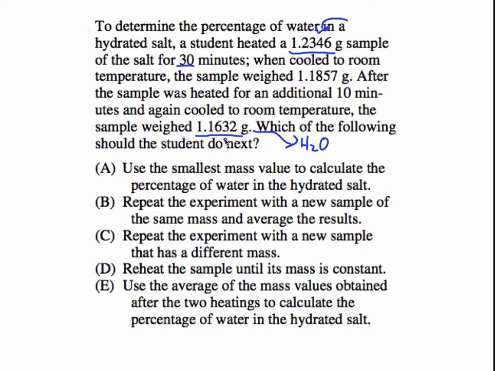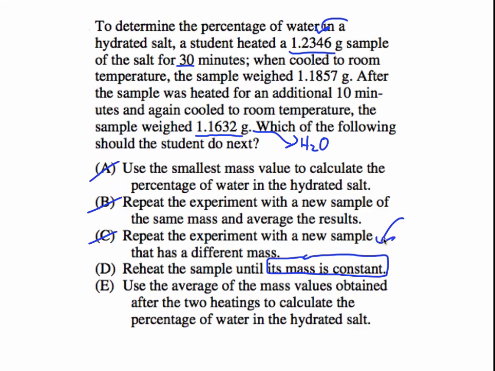Which of the following should the person do next? Without even reading it, you should be guessing. The student should heat it again and see if it stays constant. So use the smallest mass value to calculate the percentage of water. Repeat the experiment with a new sample of the same mass and average the results. Dumb. Repeat the experiment with a new sample that has different mass. Why? Reheat the sample until it has constant mass, or until its mass is constant.